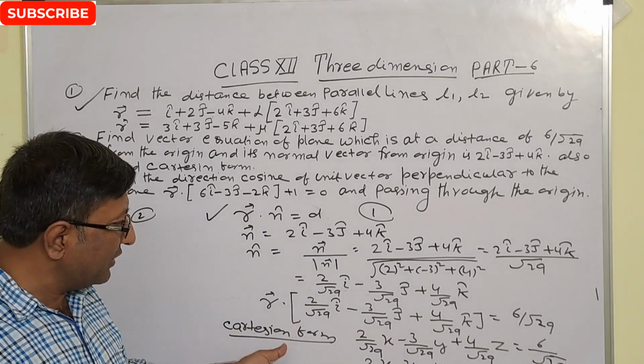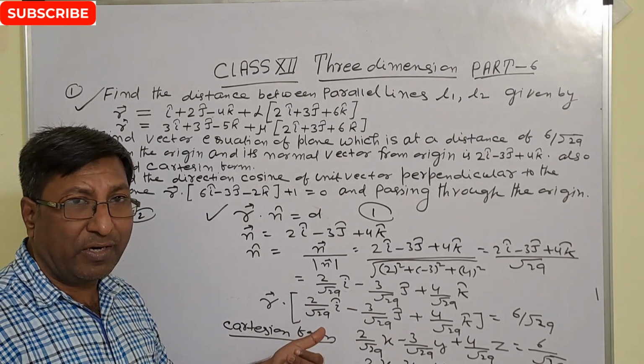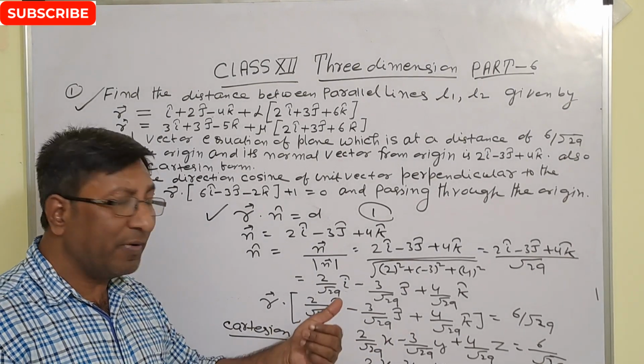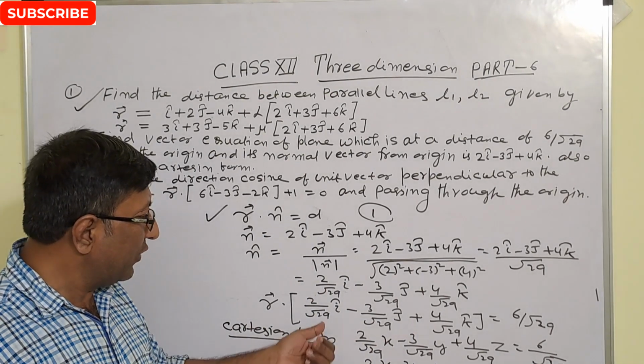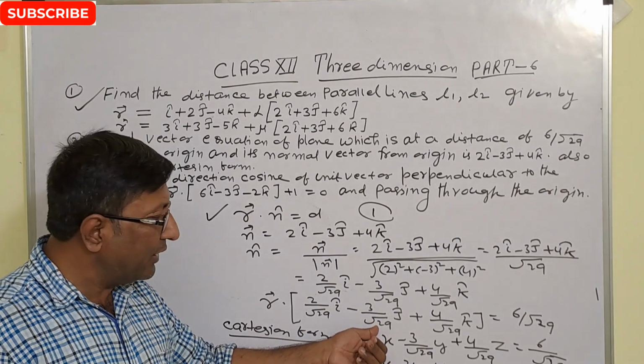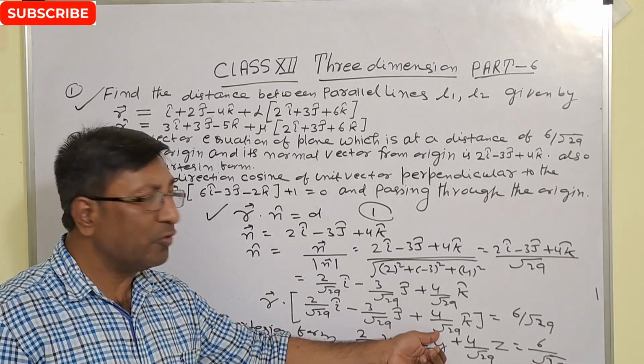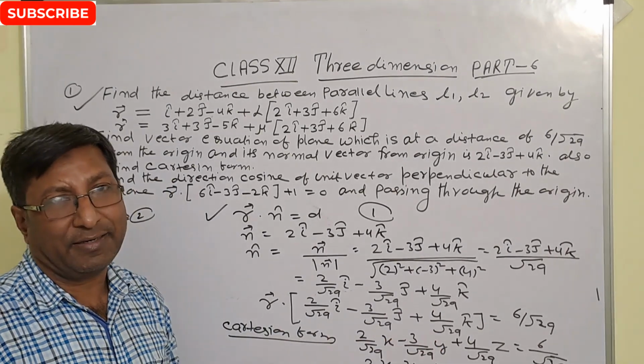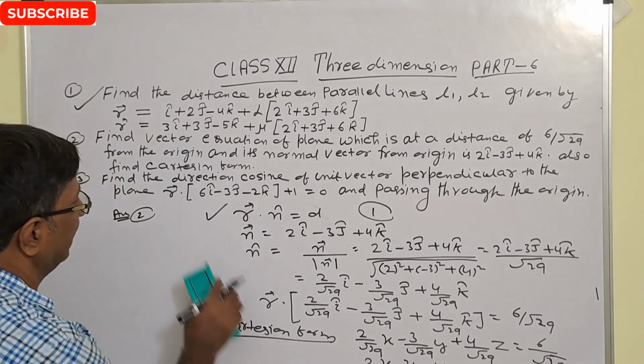Now in the Cartesian form, our formula is ax plus by plus cz equal to d. So a is 2 by root 29, b is minus 3 by root 29 and c is 4 by root 29. So this is our correct answer. Now see the third question.